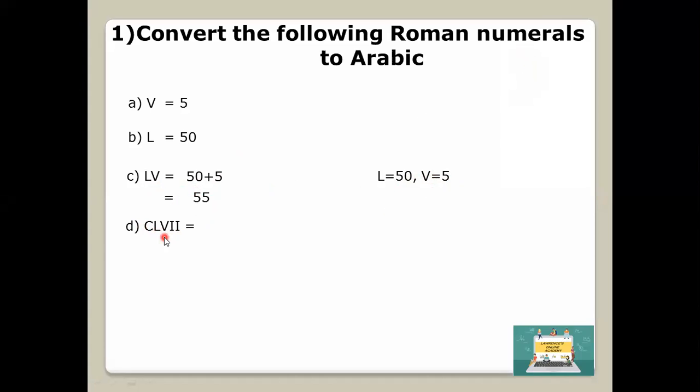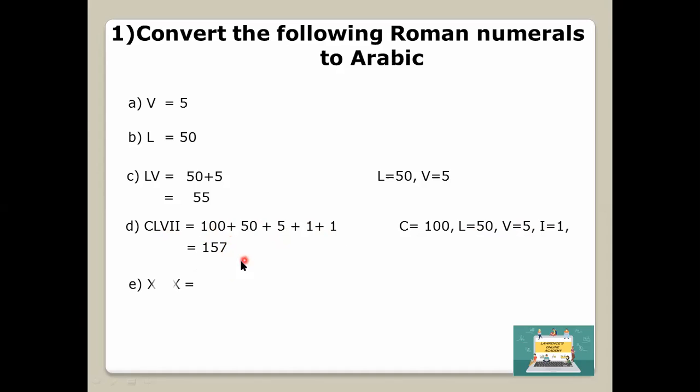CLVII. First we will write down what each symbol stands for. So C equals 100, L equals 50, V equals 5, I equals 1. Since these all fit into rule 1, C is bigger than L, L is bigger than V, and V is bigger than I, according to rule 1 we will add all these numbers together. So 100 plus 50 plus 5 plus 1 plus 1 equals 157. So CLVII equals 157.